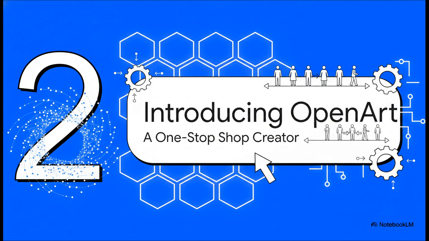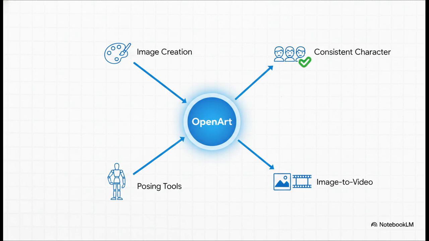So, with a problem like that, how do we even begin to solve it? Well, that brings us right to Section 2, introducing OpenArt. This isn't just another image generator, it's a platform built specifically to be a one-stop shop that tackles this consistency problem head-on. So why this tool? Because it's a whole creative suite. You're not just getting image creation. You're getting workflows designed from the ground up for consistent characters. You've got amazing posing tools for total control. And, this is the real game changer, it's all integrated with an image-to-video model. It's how all these features work together that makes it so powerful.